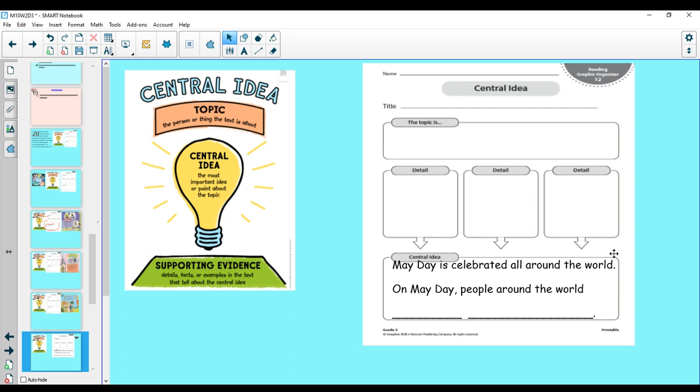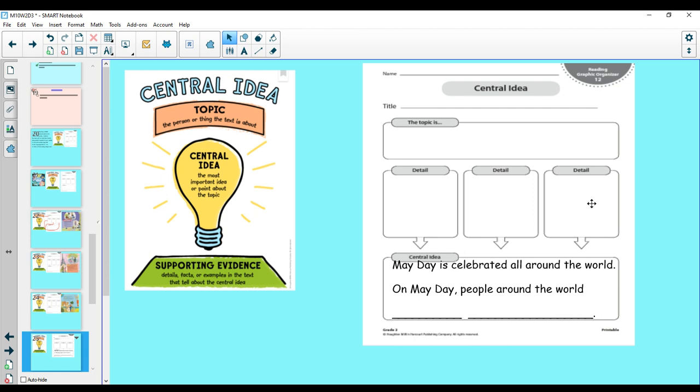Now it's our time to tell whoever is reading this, in this case it's going to be me, what the central idea is. You're going to write 2 sentences, but I gave you one of them. You're first going to write, May Day is celebrated all around the world. Well, yeah, we knew that because this entire story was talking about how they celebrated May Day all around the world. This is the sentence where you have to fill in the blanks. On May Day, people around the world what?